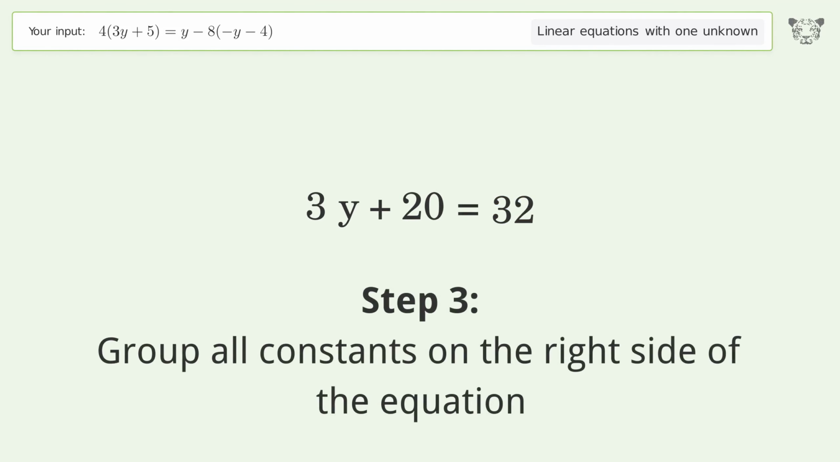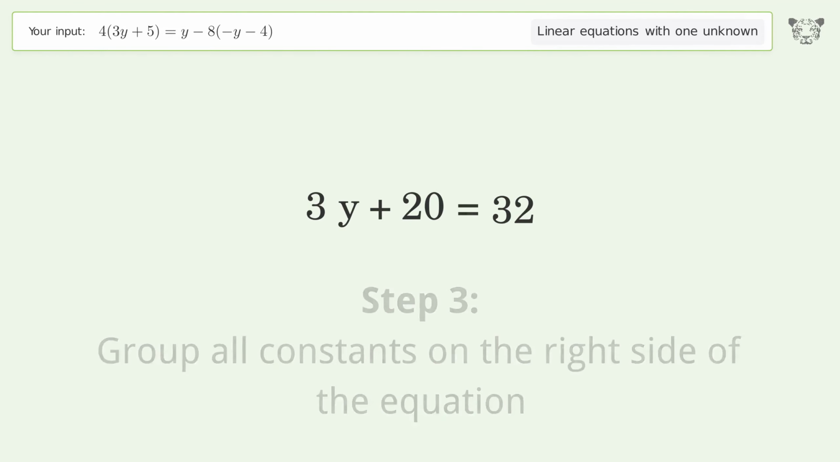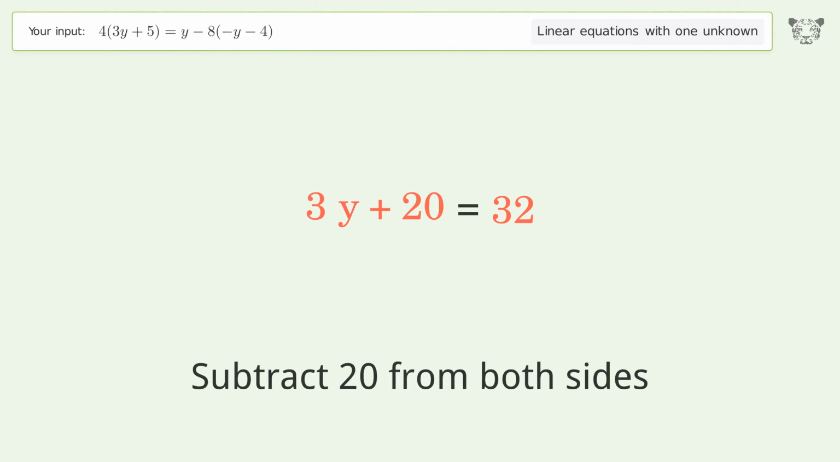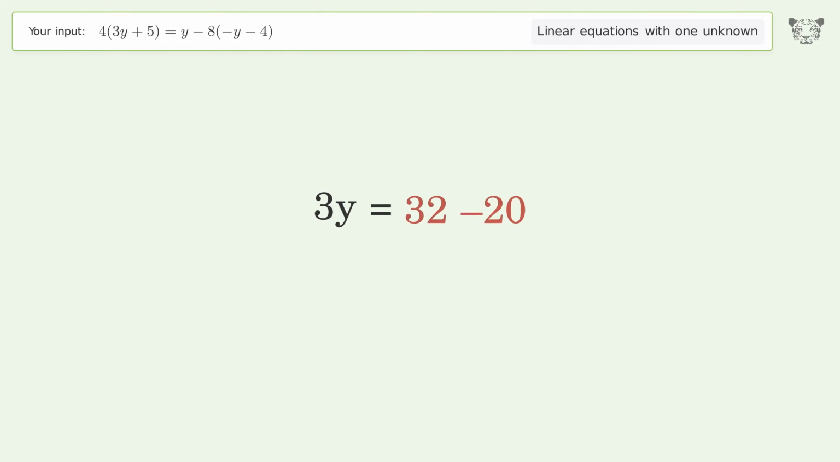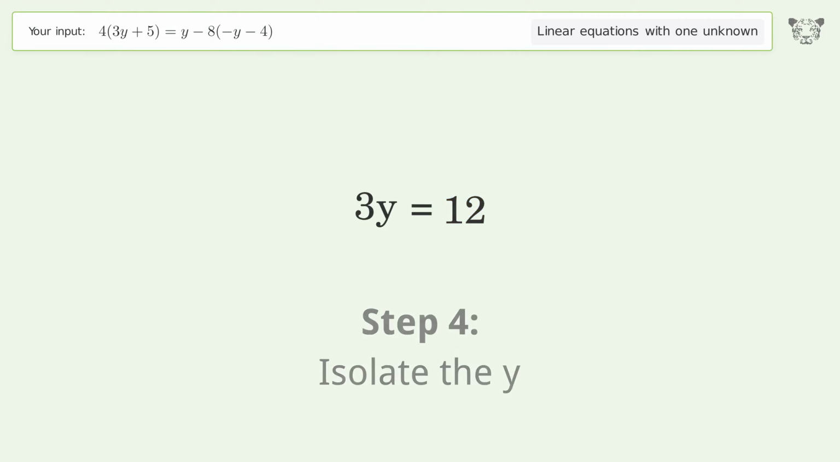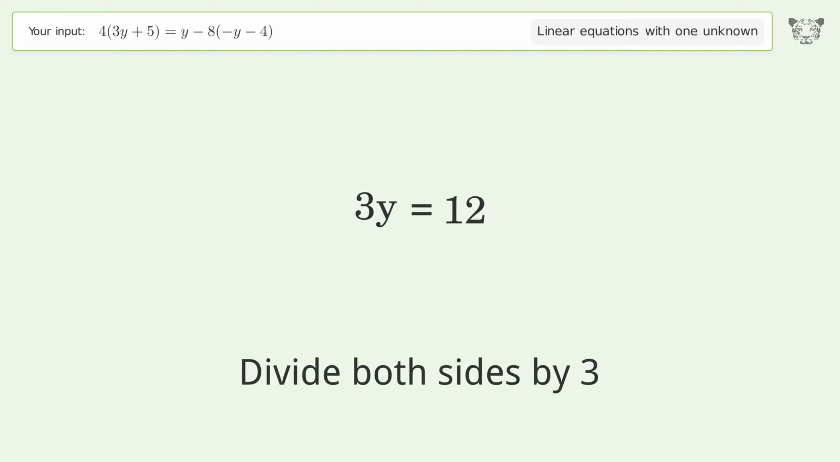Group all constants on the right side of the equation. Subtract 20 from both sides. Simplify the arithmetic. Isolate the y. Divide both sides by 3.